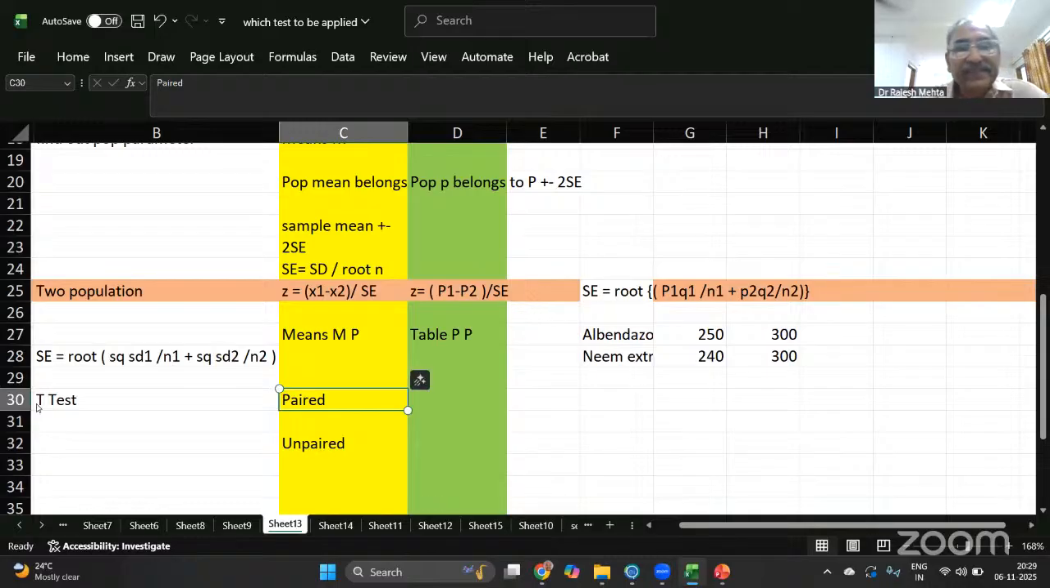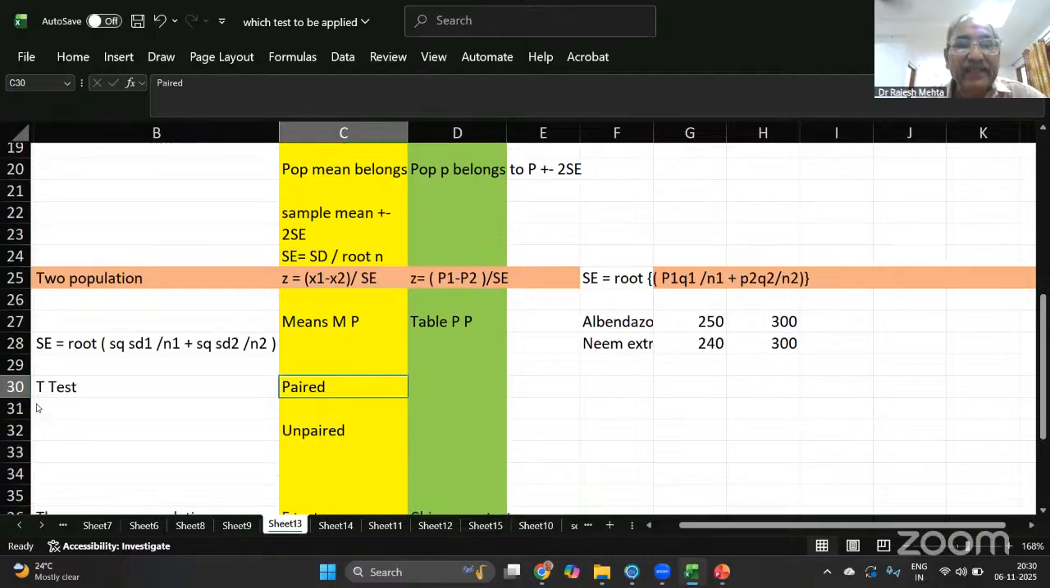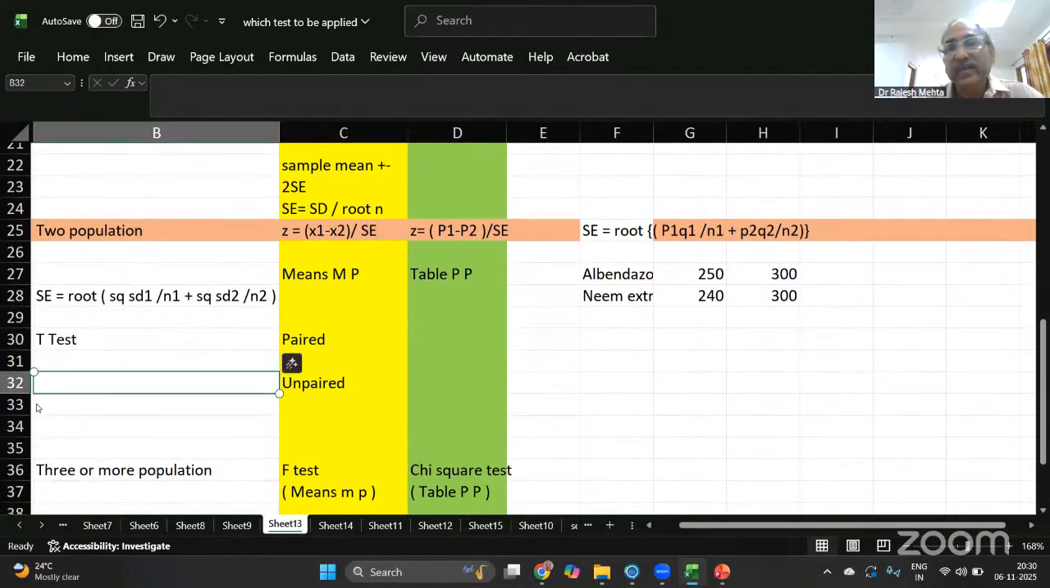When the sample size is less than 30, then you can use the t-test. In the t-test, there can be a paired test, suppose before and after in the same individual, or one individual paired with another individual, then you can use the paired t-test. Unpaired t-test: in one group there are 30, another group another 30, but they are not paired. Or one group is 30, other group is 25. In such a case, you can use the unpaired t-test.